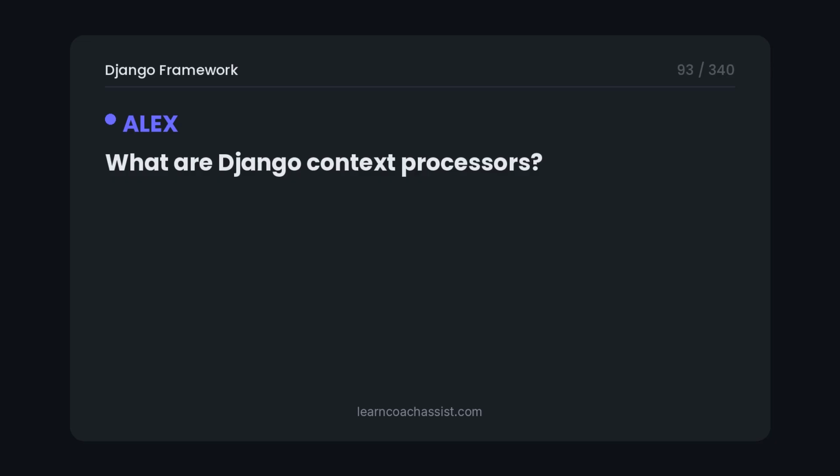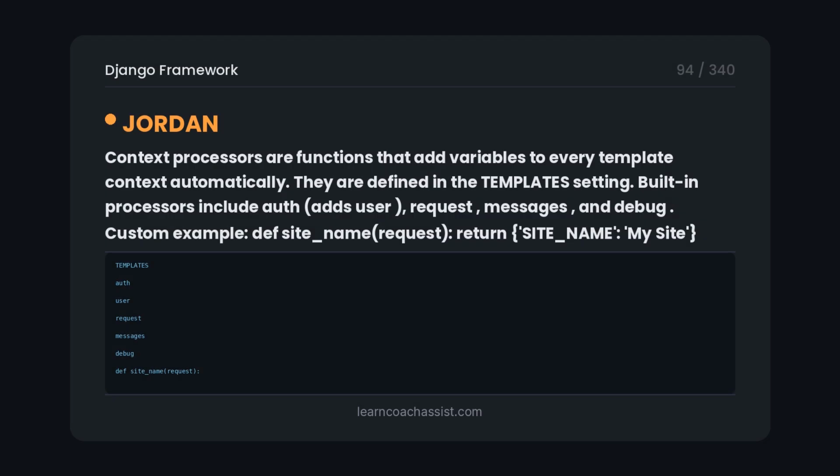What are Django context processors? Context processors are functions that add variables to every template context automatically. They are defined in the TEMPLATES setting. Built-in processors include auth, which adds user, request, messages, and debug. Custom example: def site_name(request): return {'site_name': 'My Site'}.